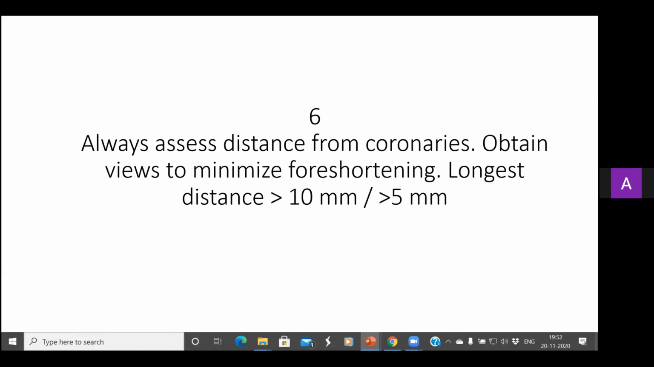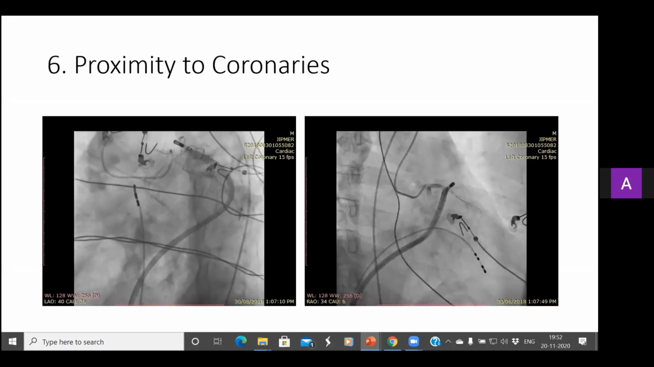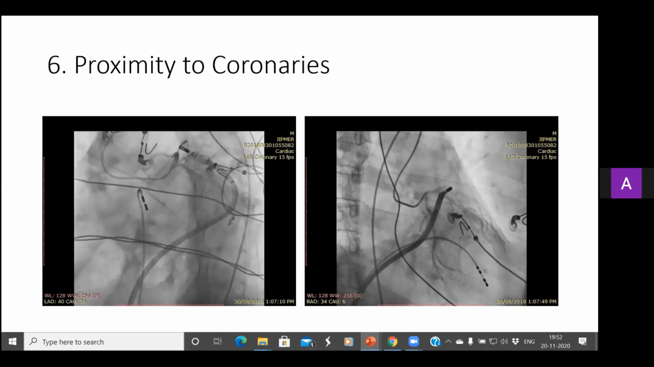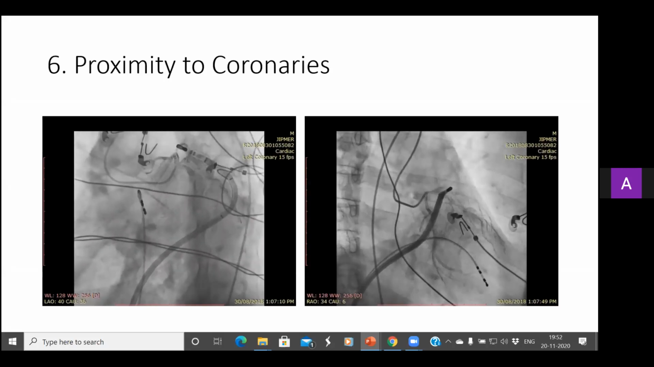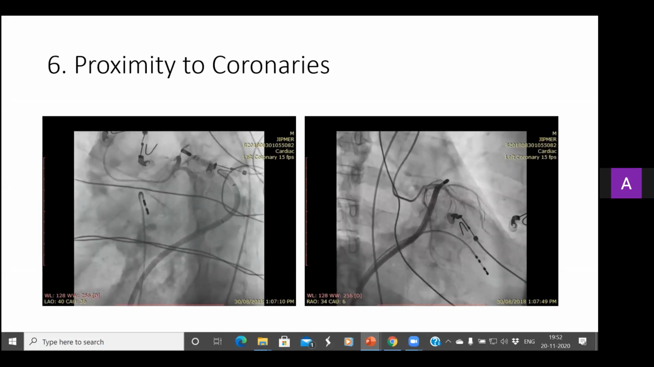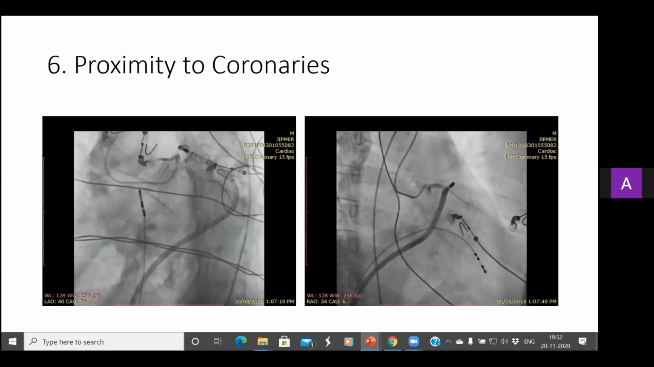Point number 6 is to always assess distance from the coronaries. Obtain views to minimize foreshortening. A longest distance of more than 10 millimeter would be safe and ideal, and 5 to 10 millimeter would be the gray area where we have to be cautious. The general consensus is that RF ablation is not recommended within 5 millimeter of a coronary artery, visualized in at least 2 fluoroscopic projections and at any moment of the cardiac cycle.